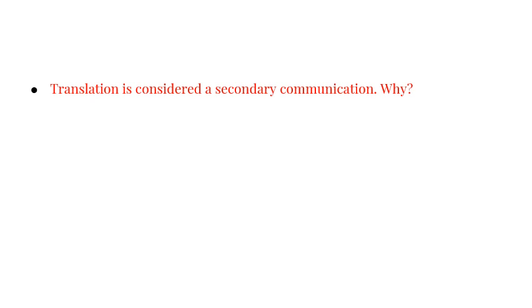So why is translation considered a secondary type of communication? Translation is by its nature a type of secondary communication because in the process of translating, an original communicative event, be it a speech or a written news story and so on, is repeated in order to enable persons to understand and appreciate the original event from which they would otherwise be excluded. And this is how it's a secondary type of communication.